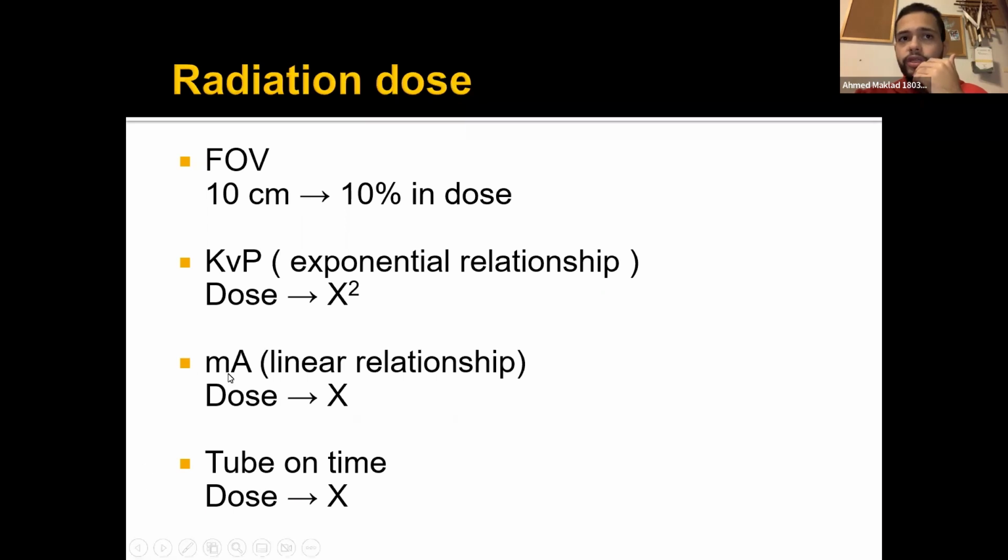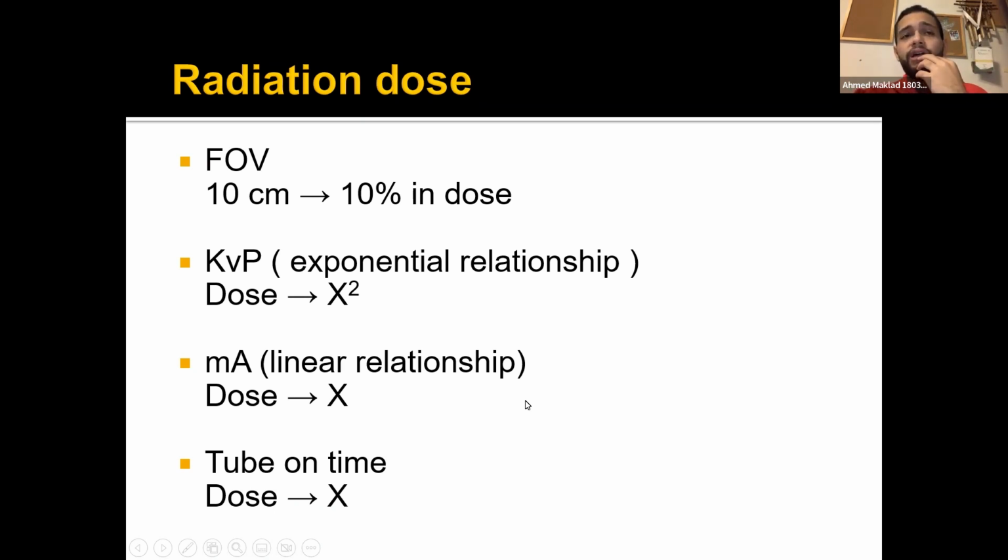And it tells you that the mA is a linear relationship. So if you double the mA, you double the energy. And tube on time. Basically, the longer the patient is inside the tube of the CT scan, the higher the dose. That's basically it. There's nothing else in this slide.